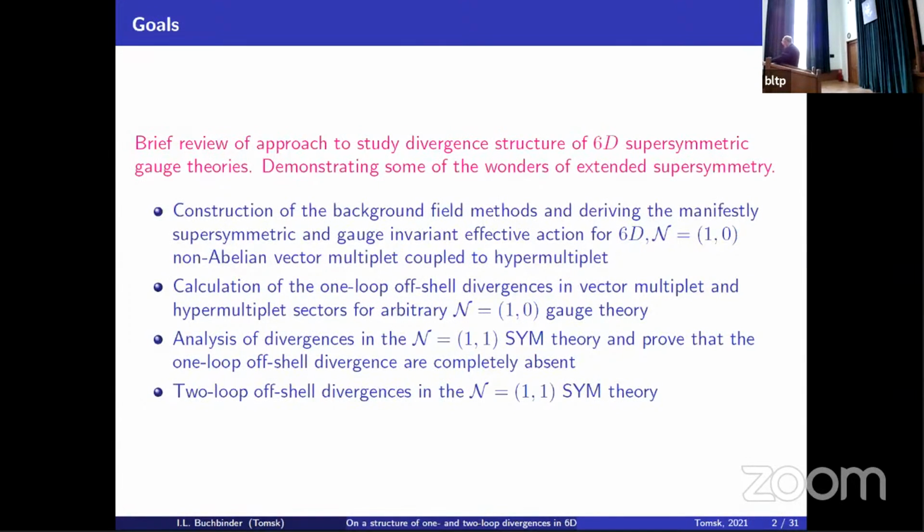My point of view is the reason is the absence of subdiagram divergences. Well, the beta functions, no beta functions here.